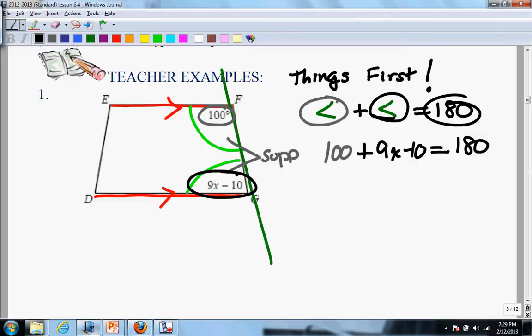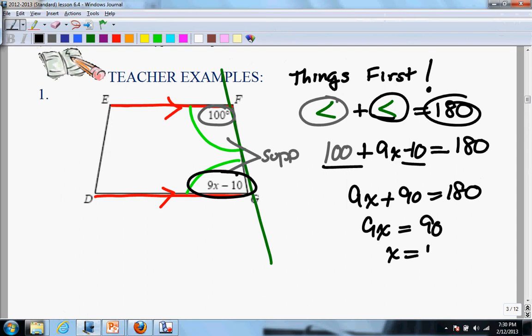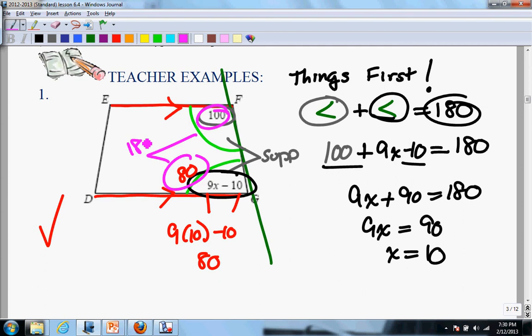Okay, let's see how you did. You collect like terms, and you should have gotten 9x plus 90 equals 180. So we end up with 9x equals 90, and x, of course, equals 10. Now, how do you know you're correct? Let's check. 9 times 10 is 90 minus 10. We get 80. So we put 80 here, and we ask ourselves, does 100 plus 80 equal 180? And the answer is yes. So you plug it in, and you know that you have a check. The basic rule here was that the leg angles add up to 180.